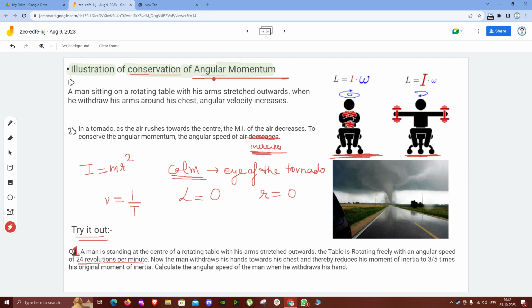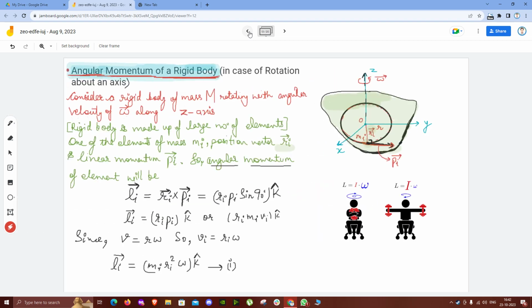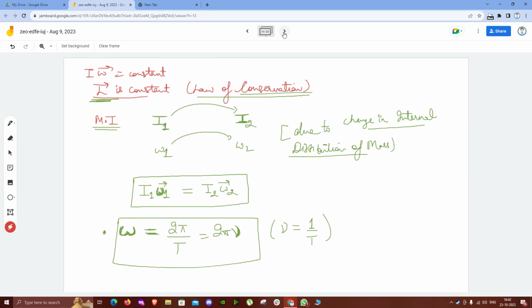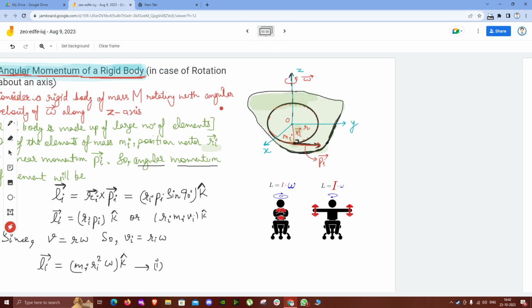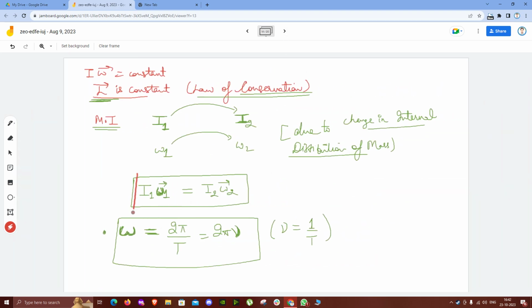And we did some examples here. We understood the conservation of angular momentum using real life examples, and we have derived the angular momentum of a rigid body in case of rotation about a fixed axis, which we concluded to be I omega. L is equal to I omega. And how we can use this to figure out different questions and many natural phenomena that we observe in the universe. Okay.